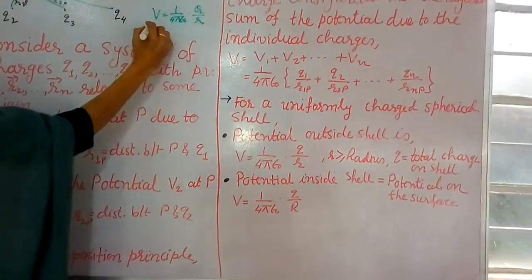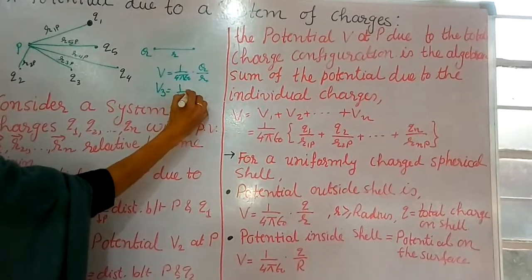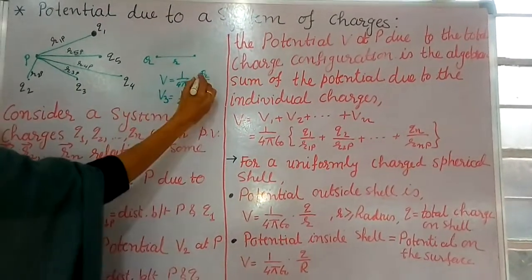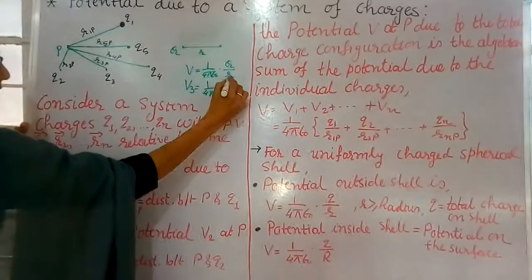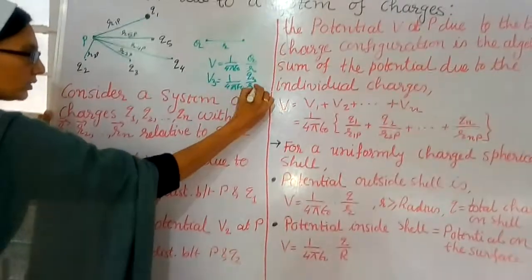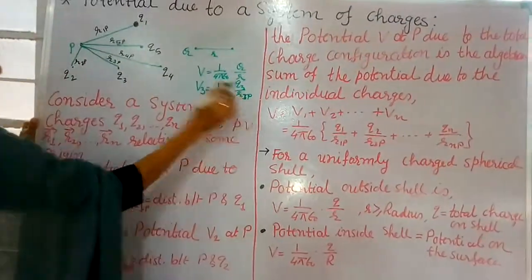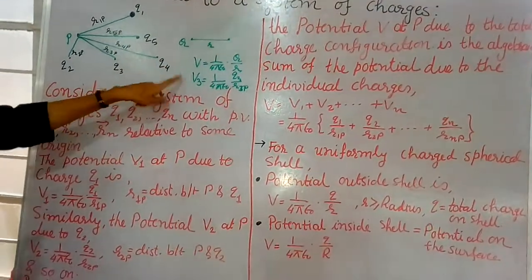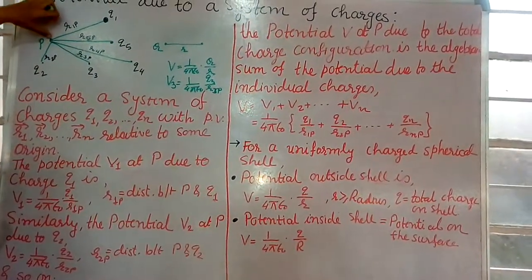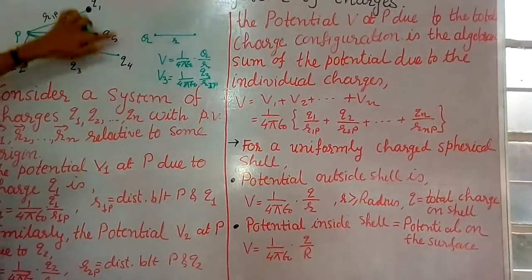And in the same way we can write V3. V3 is equal to 1 by 4 pi epsilon naught, source charge Q3, divided by R3P, the distance between P and charge Q3. Now I have calculated for the individual charges. What I want now is the total potential at P because of these charges.